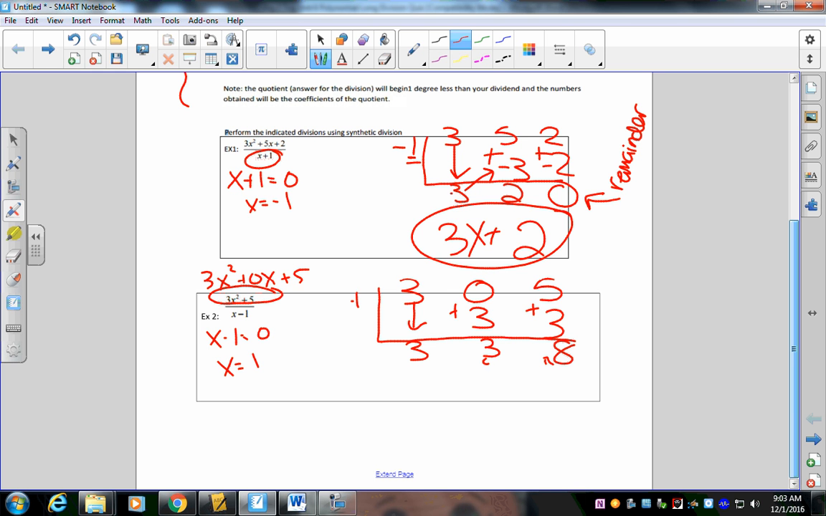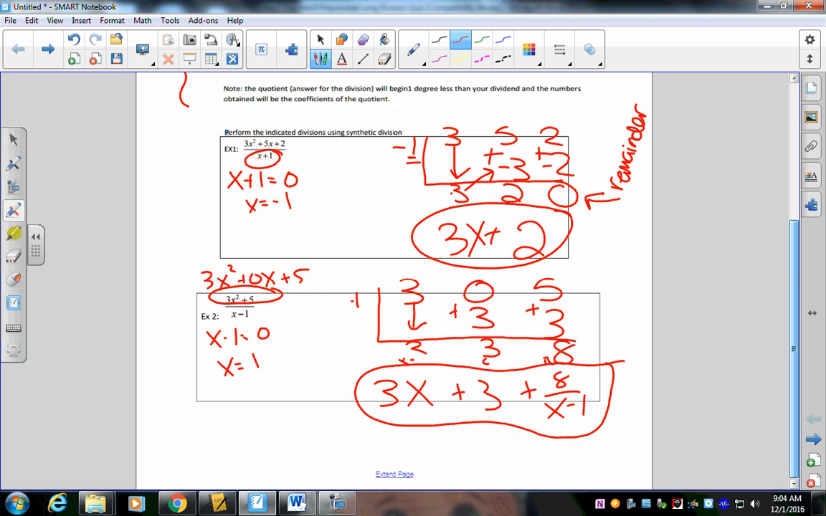That's my constant, and here's my linear, my x term. So it's going to be 3x, sorry, I was writing an 8, plus 3. Remainder we write the same way we do with long division. Write it with the original divisor, so it'll be 8 over x minus 1. Okay, so this is my answer.